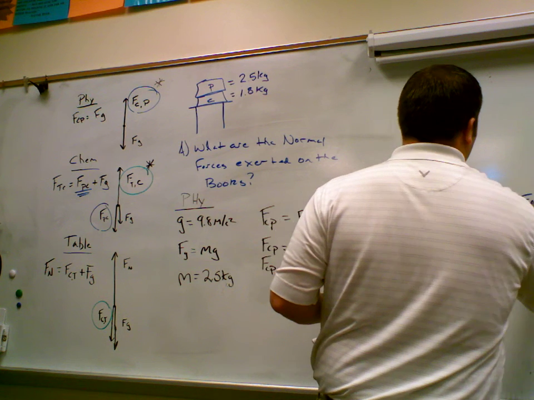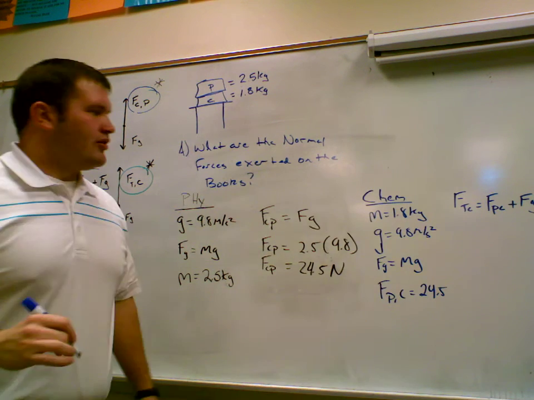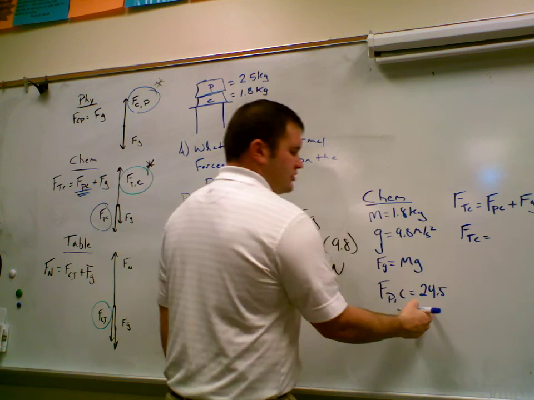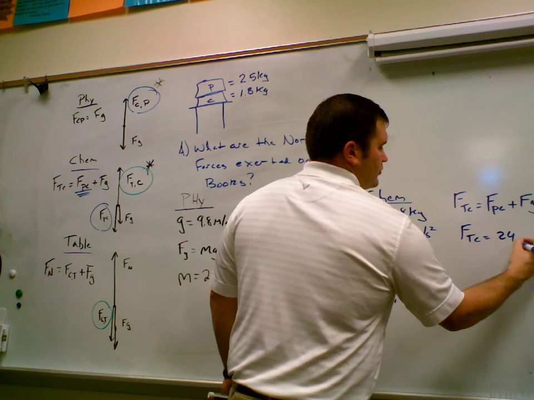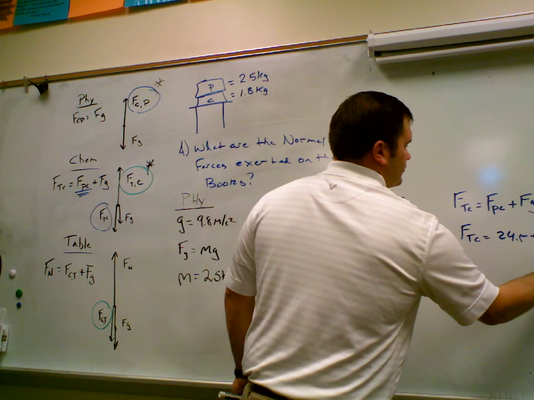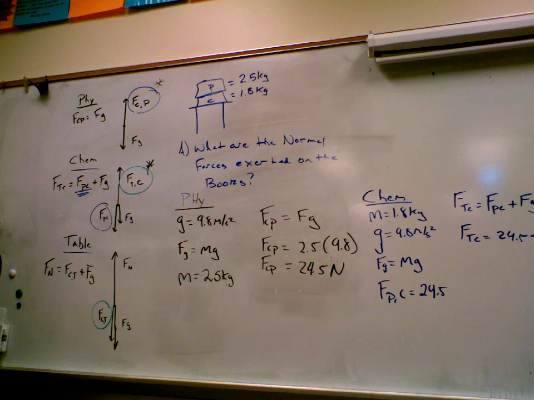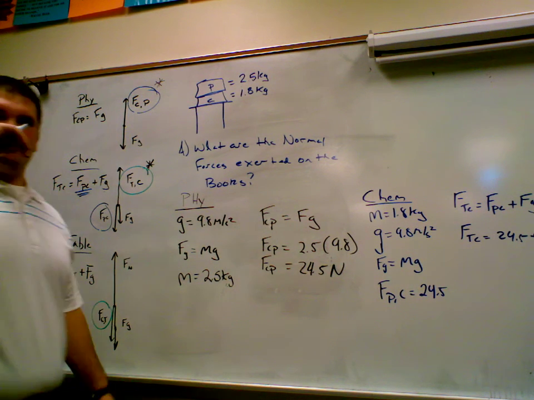we know the force of the table is going to be equal to 24.5 plus 1.8 times 9.8. Guys, stop standing up and pack it up. Okay? So 24.5 plus 1.8 times 9.8, what does that equal?